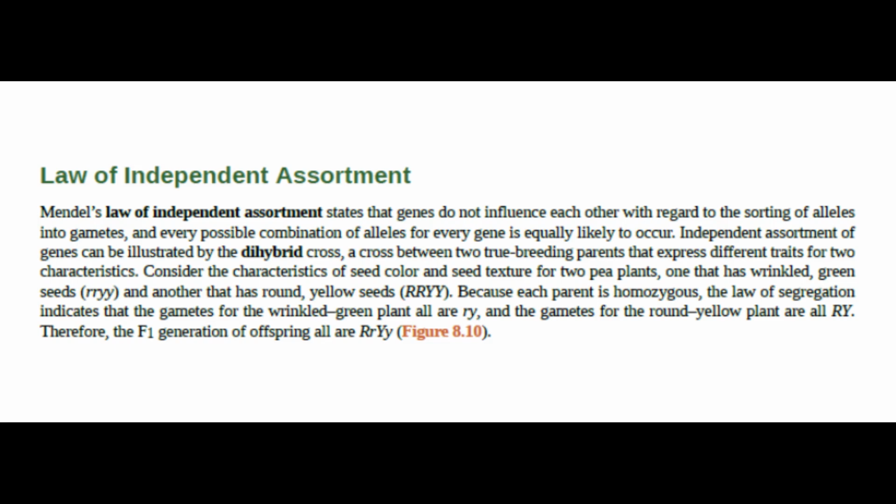Consider the characteristics of seed color and seed texture for 2 pea plants, one that has wrinkled green seeds, meaning lowercase r, lowercase y, and another that has round yellow seeds, capital R, capital Y. Because each parent is homozygous, the law of segregation indicates that the gametes for the wrinkled green plant all are lowercase r, lowercase y, and the gametes for the round yellow plant are all capital R, capital Y. Therefore, the F1 generation of offspring all are capital R, lowercase r, capital Y, lowercase y.